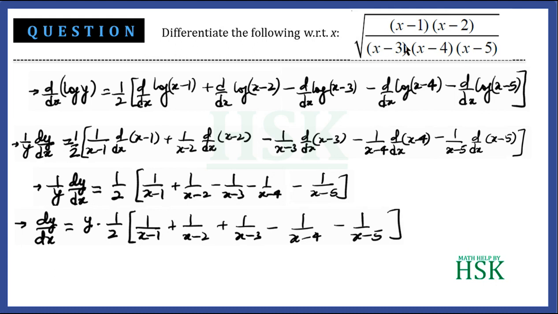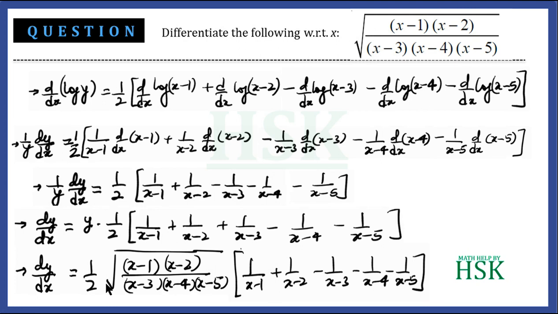In the next step I'm going to cross multiply this y and write the value of y, which I have assumed as equal to the square root of this whole value. So dy by dx would be equal to 1 by 2 times the square root of this value, times 1 upon x - 1 plus 1 upon x - 2 minus 1 upon x - 3 minus 1 upon x - 4 minus 1 upon x - 5, which is the required answer.